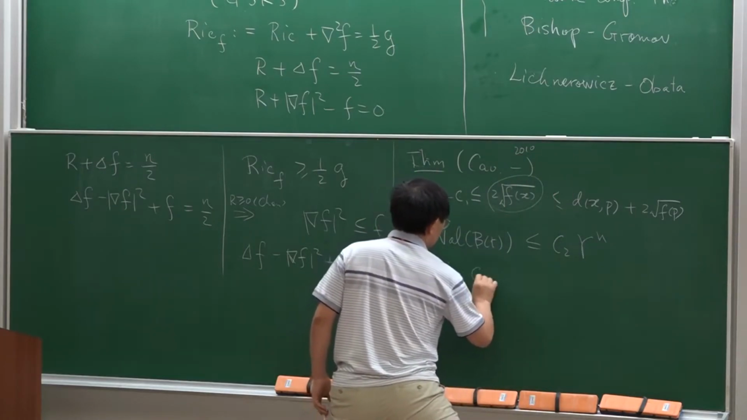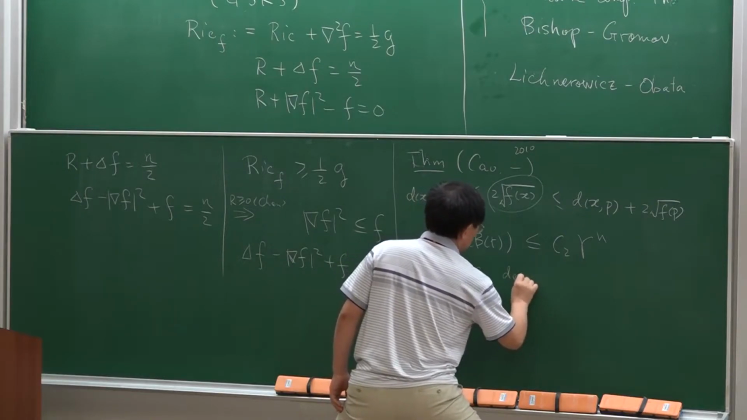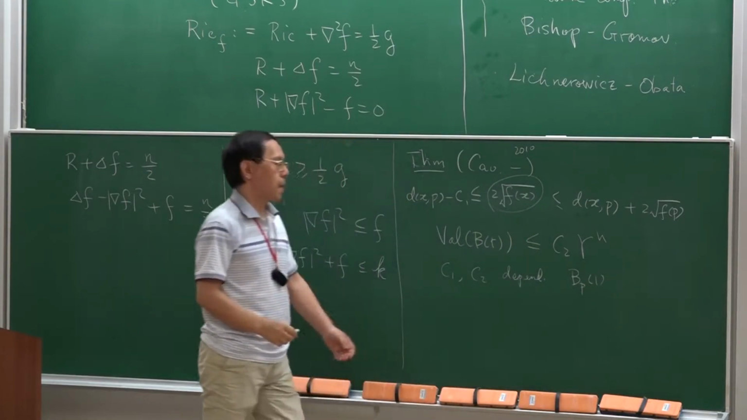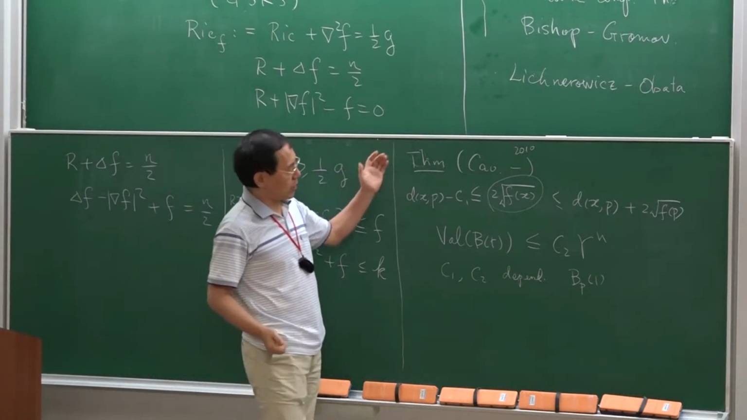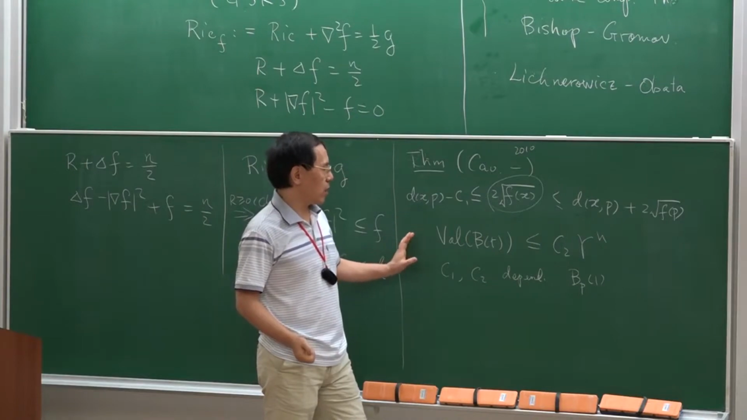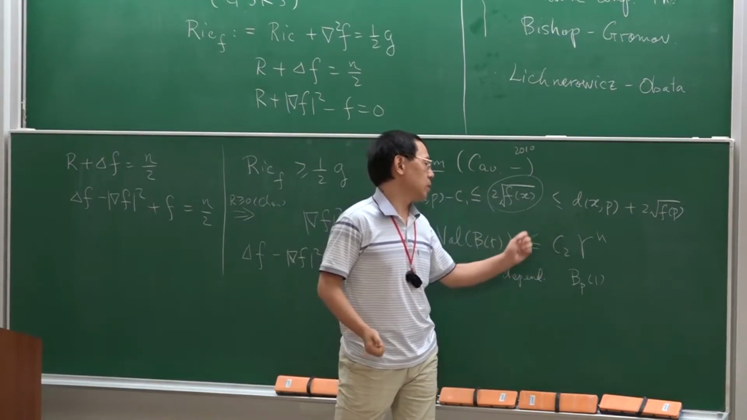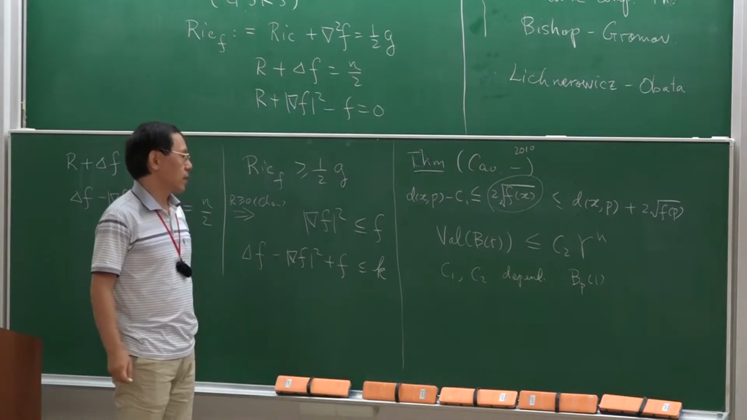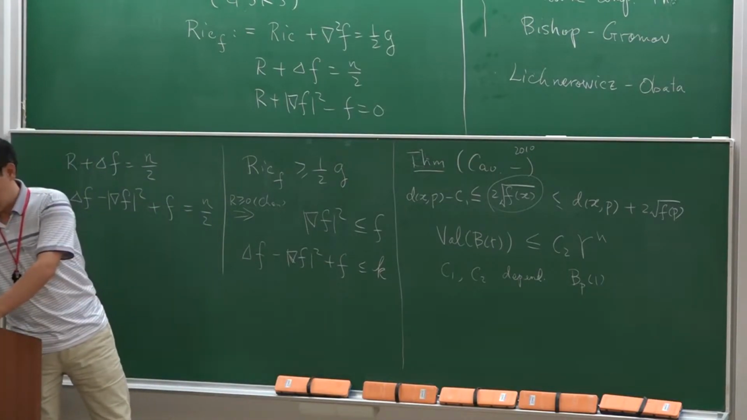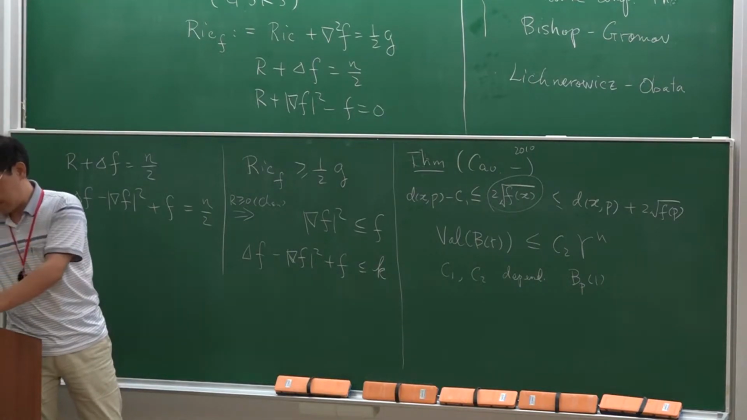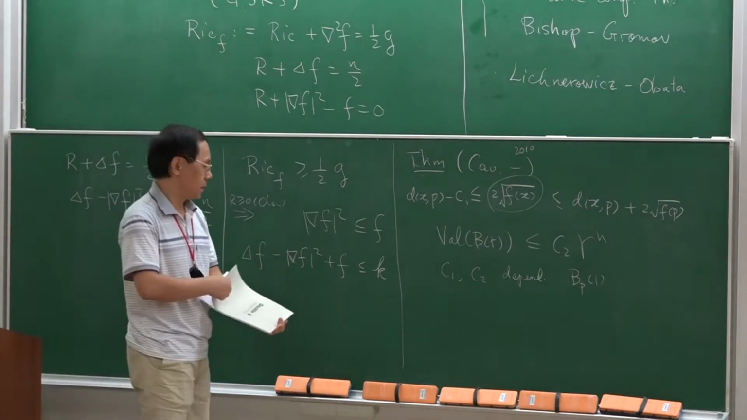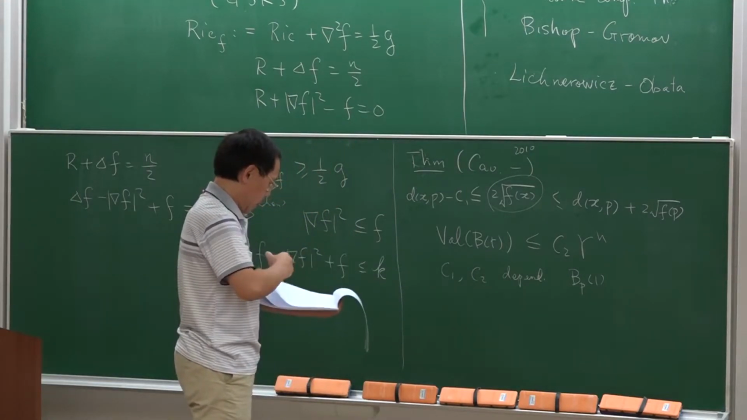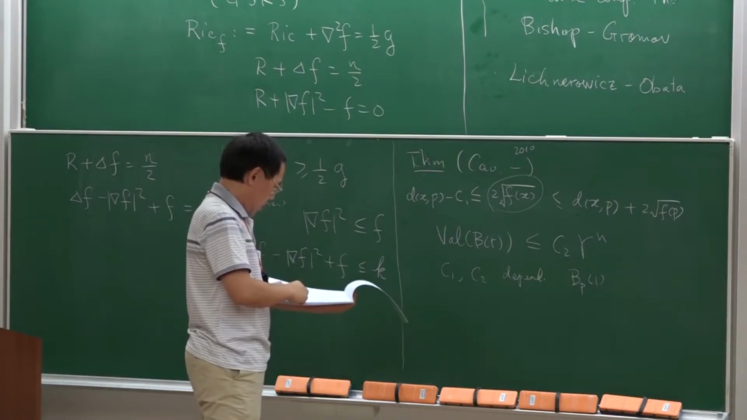where C1, C2 depend on the geometry of the unit ball. In the work, we didn't care a lot about how it depends. We also didn't know the sharp constant of C1 and C2. So what is the best constant for this? Let's check.